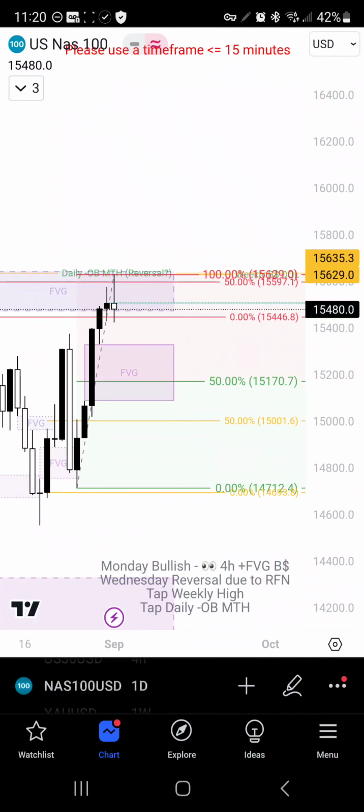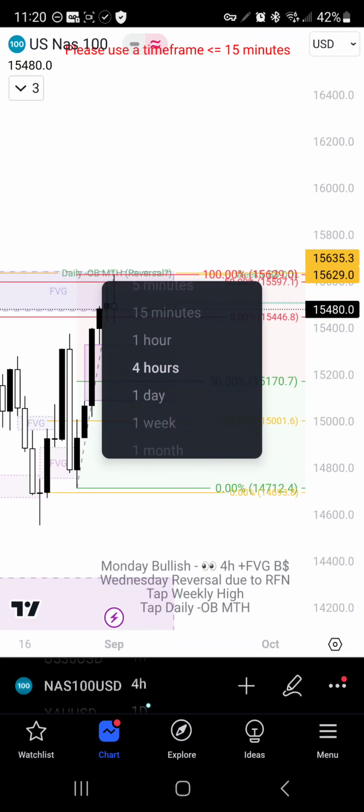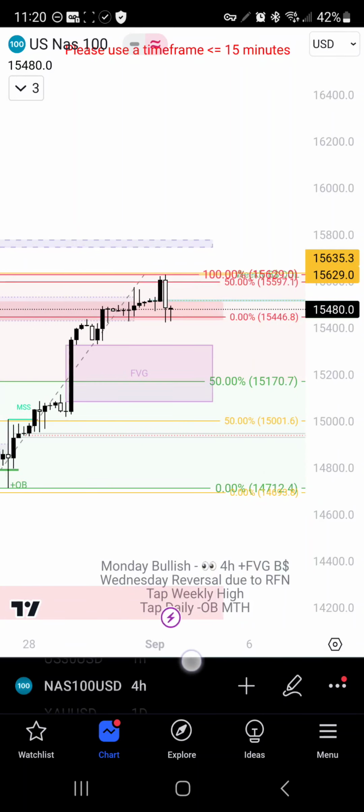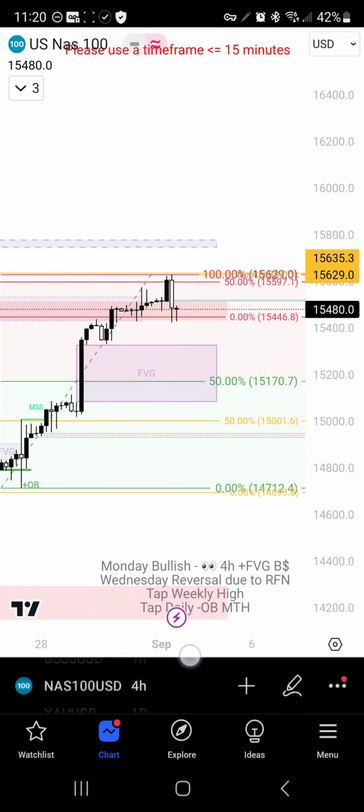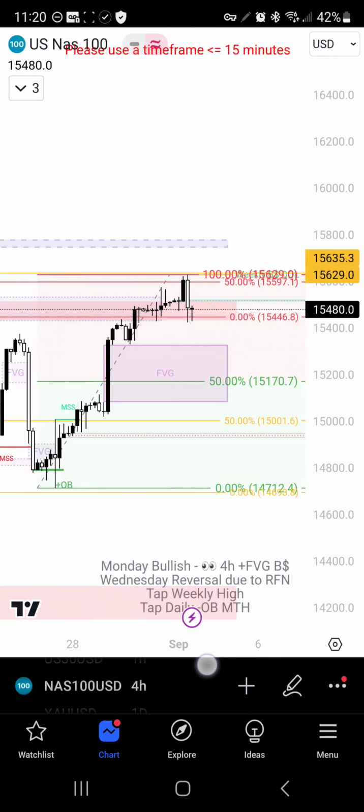So that's our breaker. So maybe if we look into the discount, all right, we see that the mean threshold for the breaker is there. Let's drop down to the 4 hour. Let's see what we see. You got a 4 hour FVG. That's in premium though.